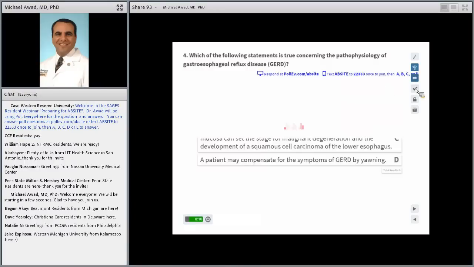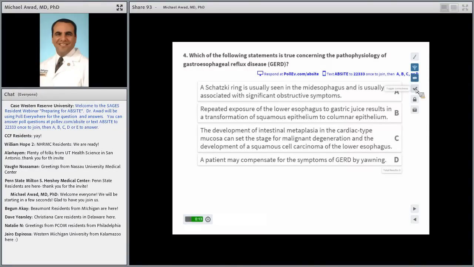Okay, next question. Which of the following statements is true concerning the pathophysiology of GERD? A Schatzki's ring is usually seen in the mid-esophagus and is usually associated with significant obstructive symptoms. Repeated exposure of the lower esophagus to gastric juice results in transformation of the squamous epithelium to columnar epithelium. The development of intestinal metaplasia and the cardiac type mucosa can set the stage for malignant degeneration to squamous cell carcinoma. And a patient may compensate for GERD by yawning.